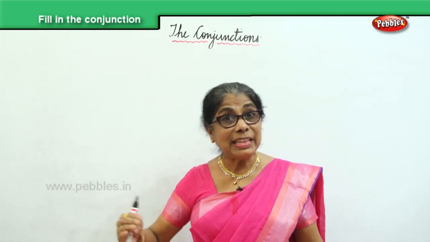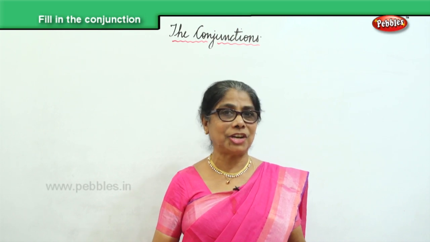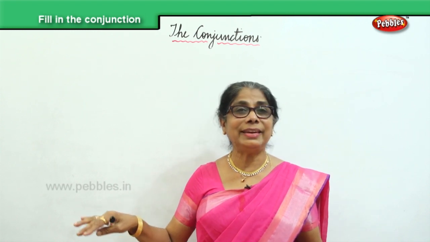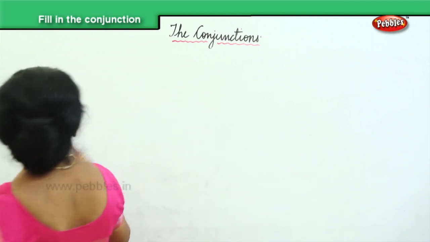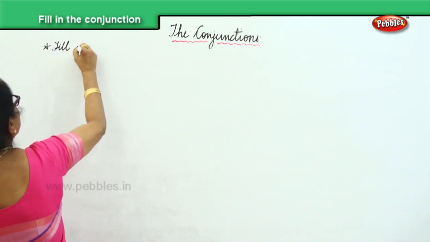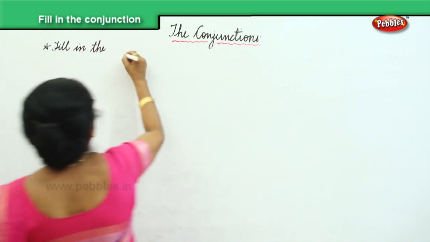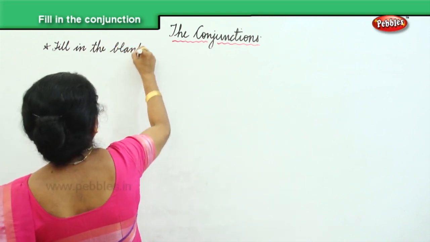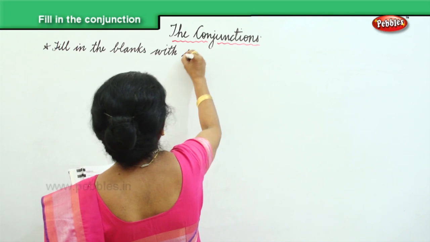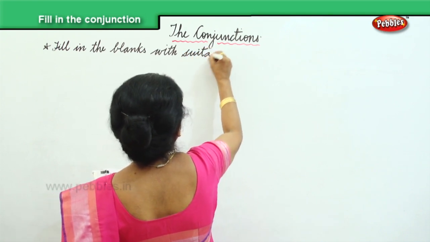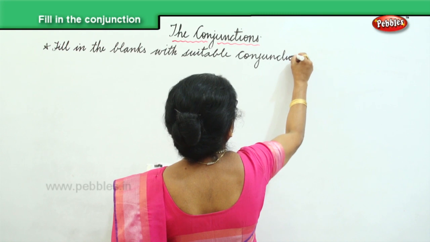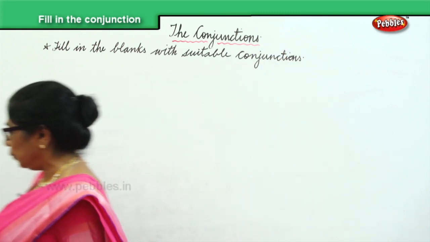Now we will do fill in the blanks with suitable conjunctions. We have done conjunctions, lots of conjunctions. Now remember and learn to fill in with correct conjunctions. Fill in the blanks with suitable conjunctions. And that's what we are going to do now, filling in.